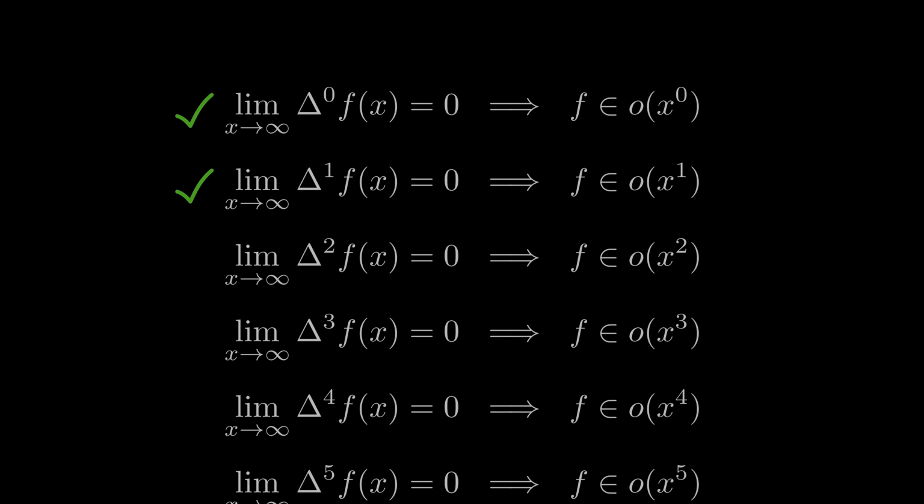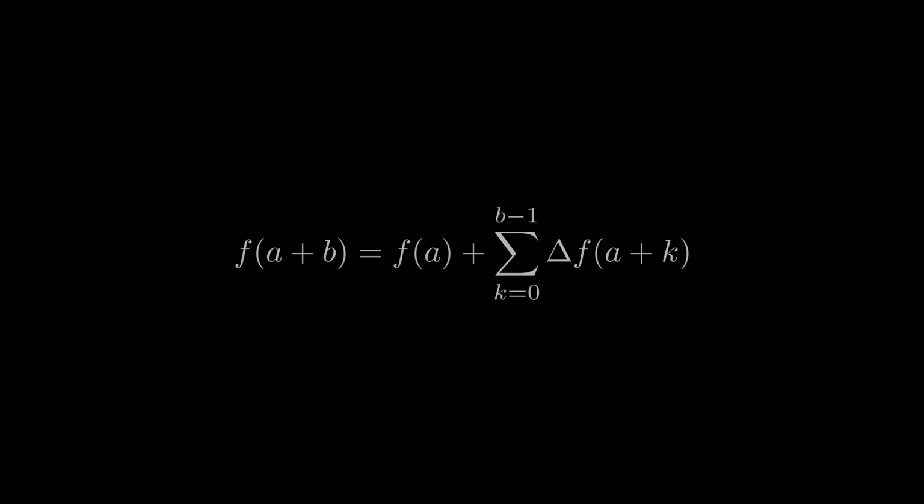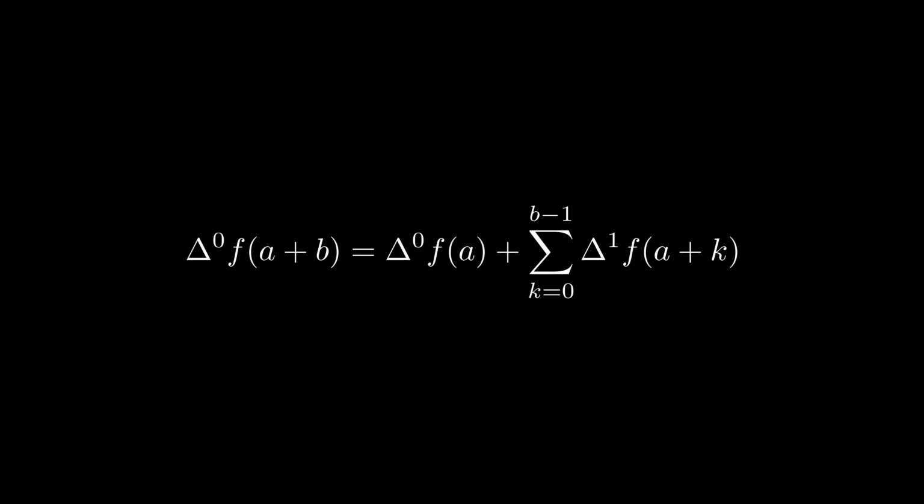Anyway, let's move on. Our key tool will be this forward difference formula we found earlier. Only now, I'll explicitly mark the orders of the forward differences. So this formula turns the 0th order forward difference into a sum of first order forward differences. In other words, it increases the order by 1.